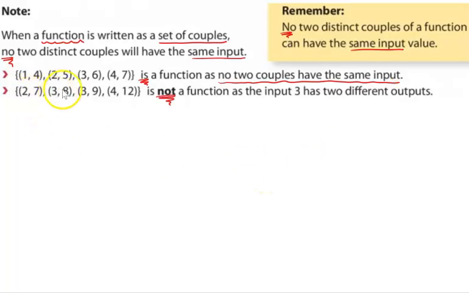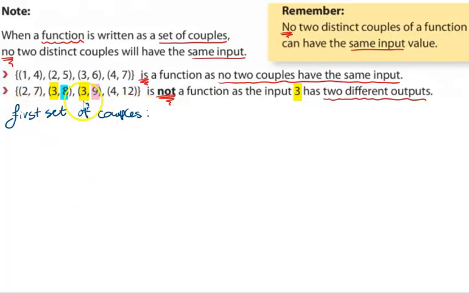(2, 7), (3, 8), (3, 9), (4, 12) is not a function, as the input 3 has two different outputs. So we can see 3 is the first number in each of the couples, so 3 is the x value. And 3 maps to 8, and then 3 maps to 9. So this will not work as a function.